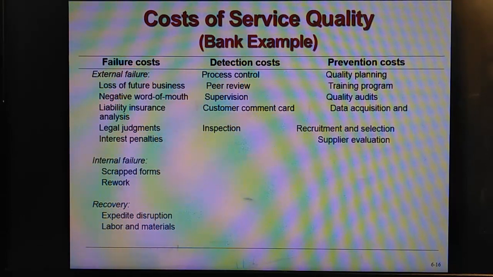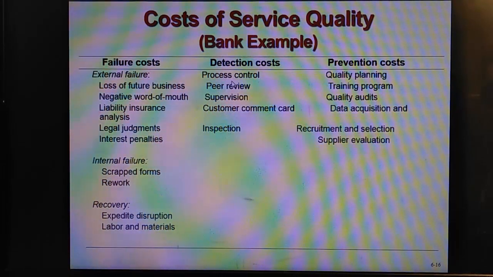Let's take a look at the cost of service quality. For example, in a bank, what are the failure costs, how to detect them, and how to prevent them. For example, external failure, loss of future business. How to control it? We can do it by survey on the peers, for example, within the bank or outside the bank. And the preventive cost is handled through quality planning.